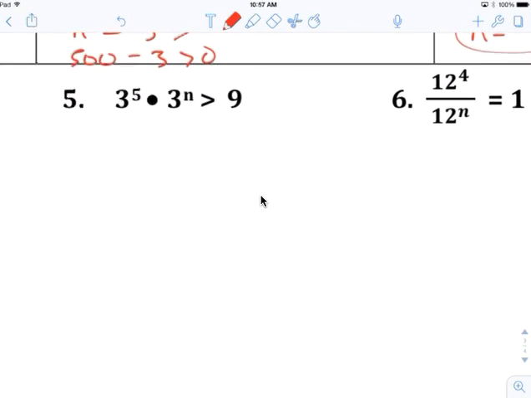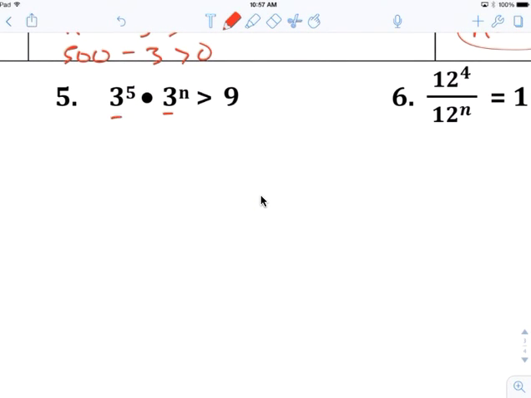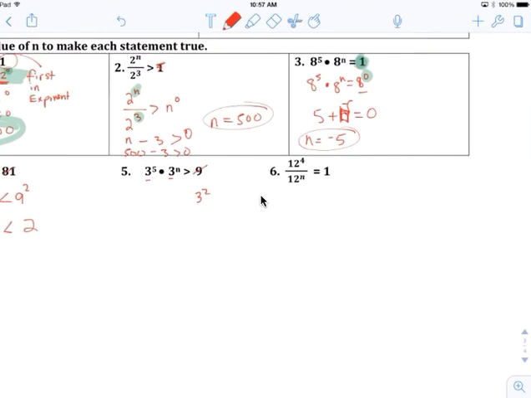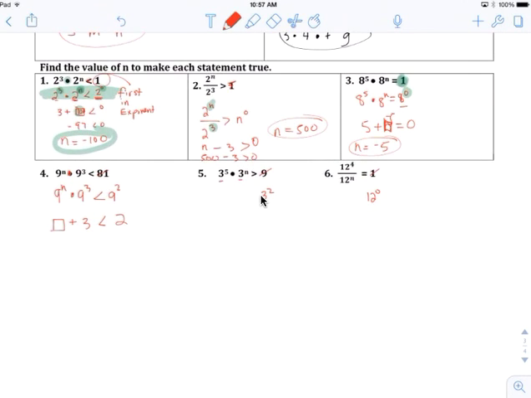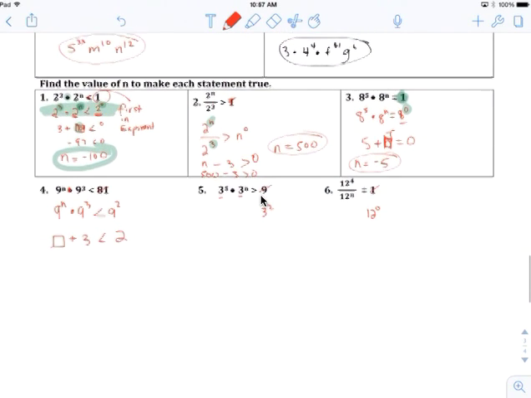Same thing here. This base is a 3, so you need to change this to 3 squared, okay, and then solve that. This base is 12, so this becomes 12 to the 0 power, and anything to the 0 power is 1. Okay, you needed to know that. Fill it out, and that's good. Okay? Hope this helps.